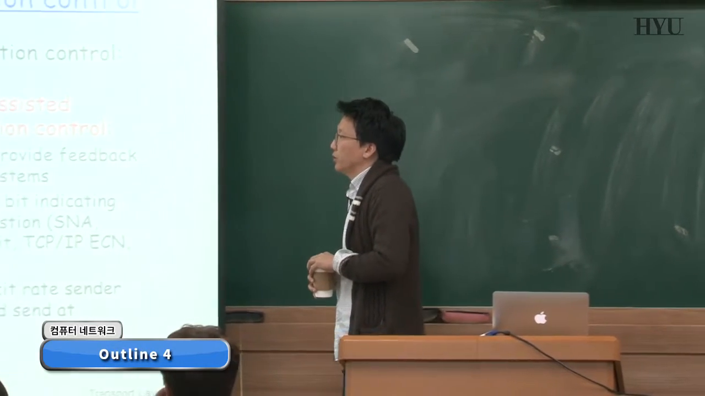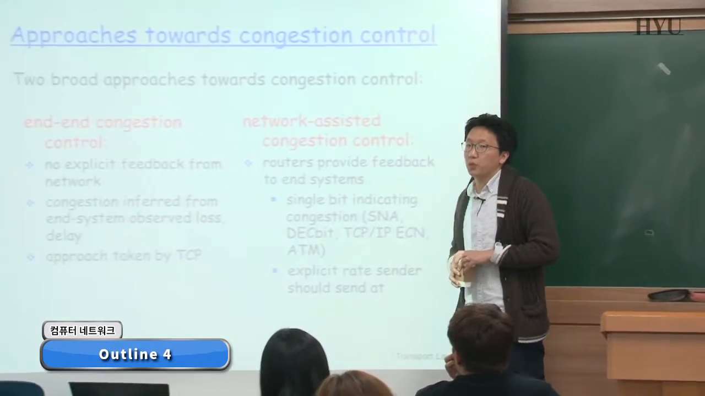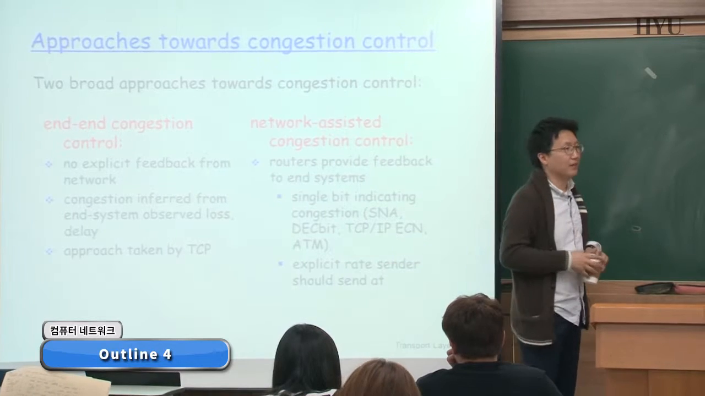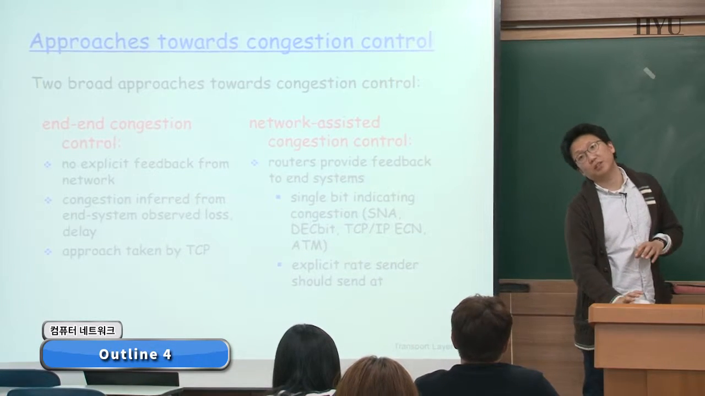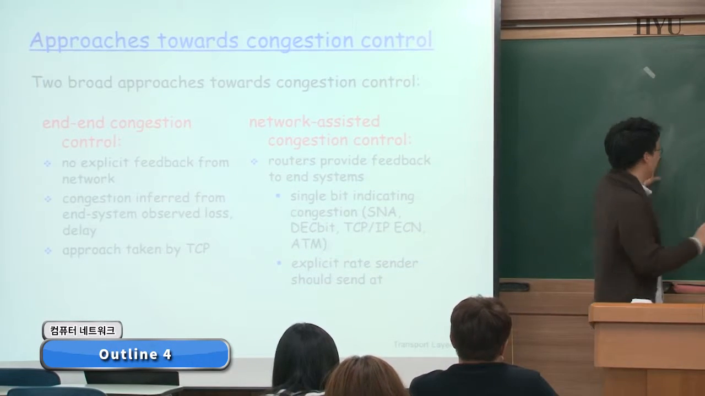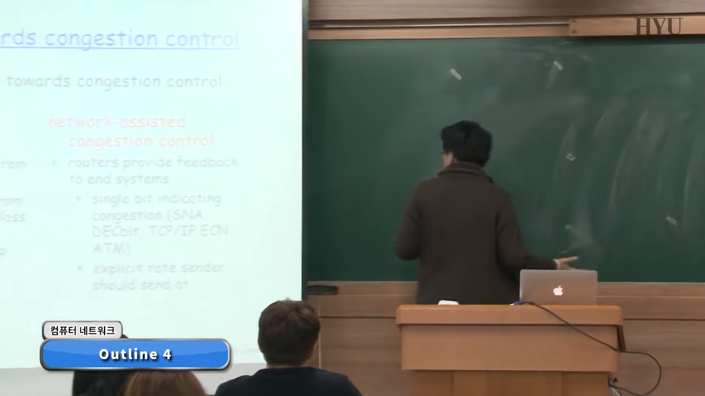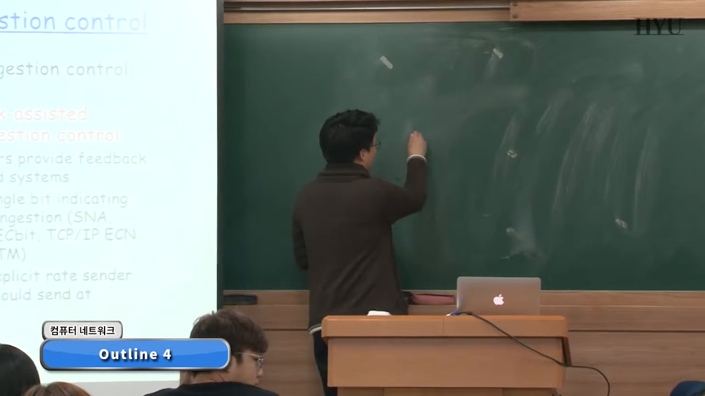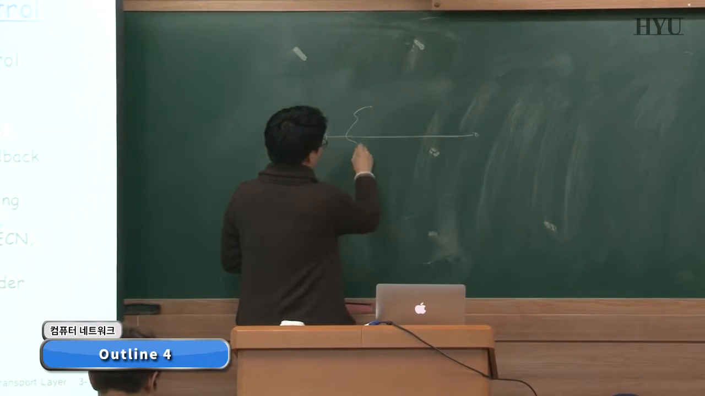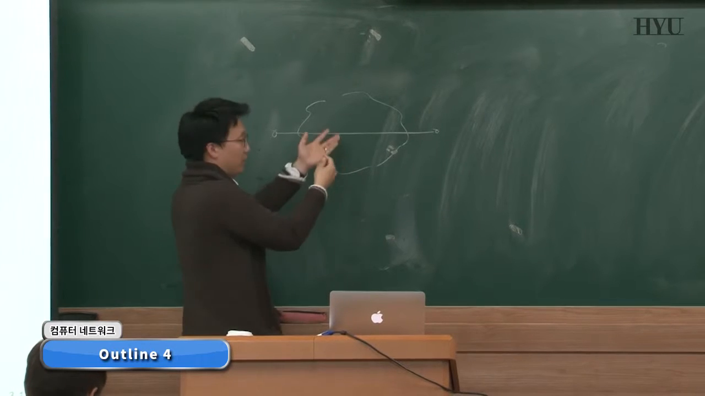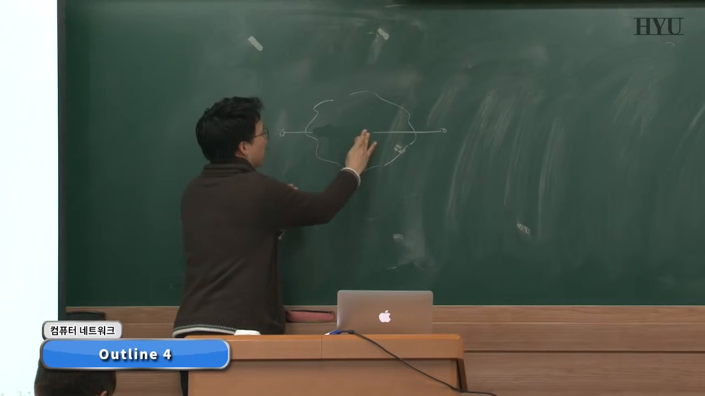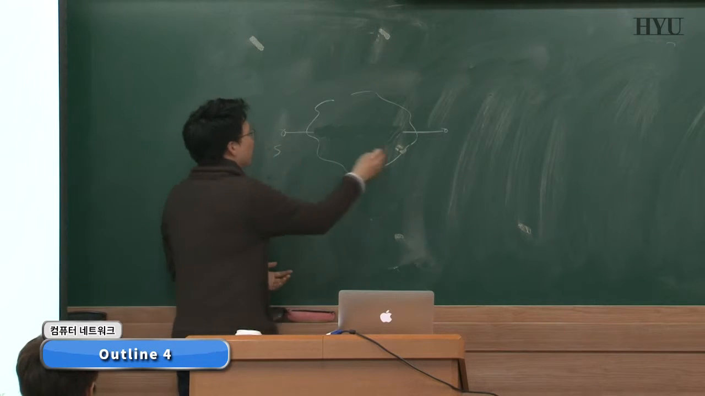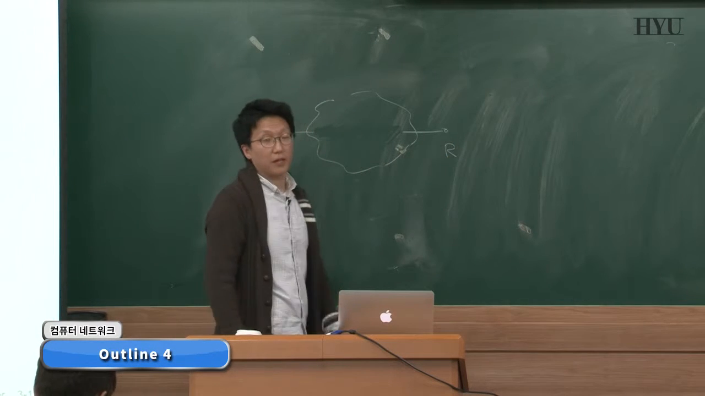End-to-end congestion control. No explicit feedback from the network. There is no one to ask. End-to-end, logical layer, logical network. When we draw the logical network, we don't care what's in between. We don't draw a router, we don't draw anything, right? Only sender and receiver are being considered for end-to-end, right?